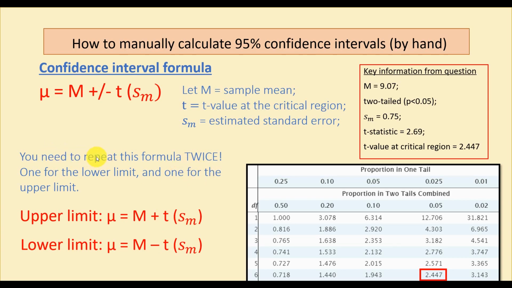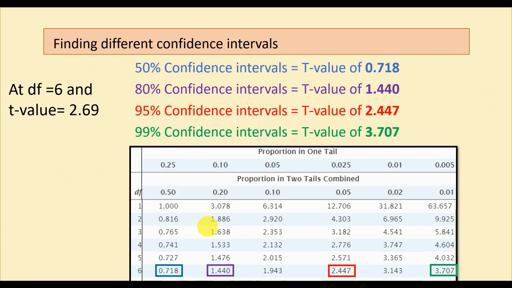Okay, so as it says here, we're going to repeat the formula twice, one for the lower, one for the upper, using the same means, the same t-values, and same estimated standard error, just adding or subtracting. That's the only difference. What I wanted to mention here and demonstrate very quickly is that confidence intervals can vary. Sometimes people calculate 50%, 80%, 95%, or 99%. This question was asking that we calculate the 95% confidence intervals, which gives us a t-value of 2.447. Here it is right in the table.